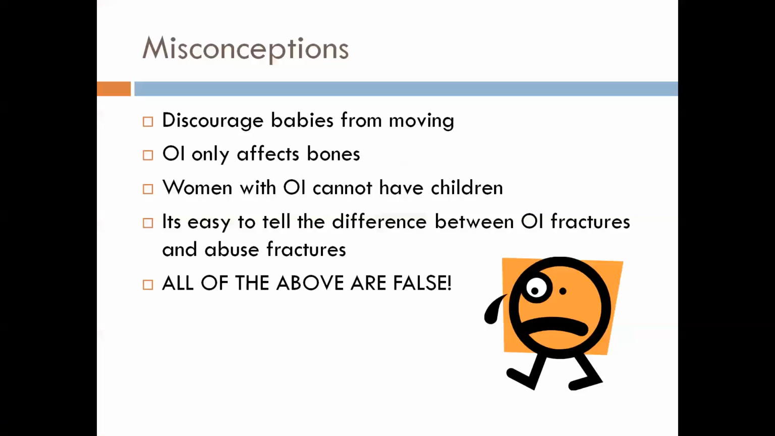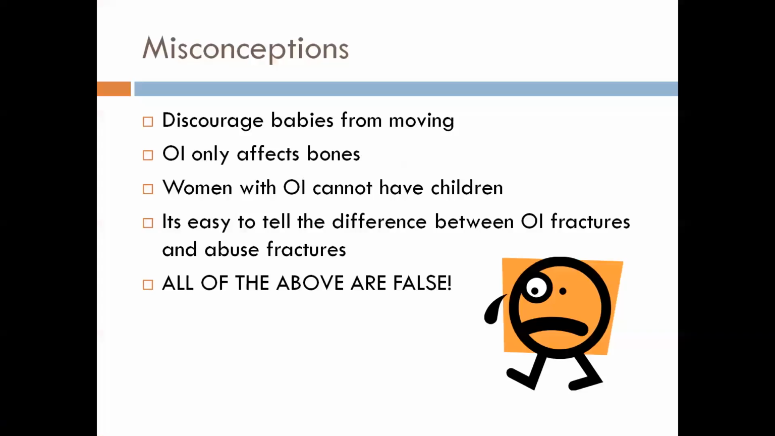Some people believe that women with OI cannot have children. That is false. It does not affect fertility whatsoever. However, women may experience pregnancy difficulties due to skeletal problems. So it can be much more difficult, but it is not impossible.